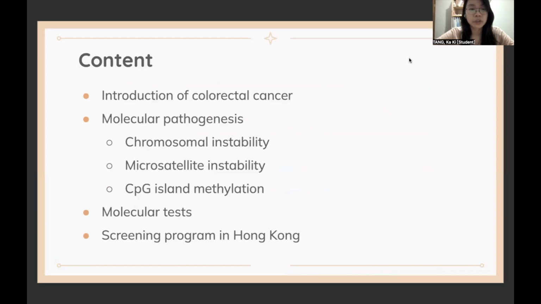We will first introduce the background information of colorectal cancer. Then we will discuss the three molecular pathogenesis pathways and their molecular tests. These pathways include chromosomal instability, microsatellite instability, and CpG island methylation. And finally, we will talk about the screening program in Hong Kong.